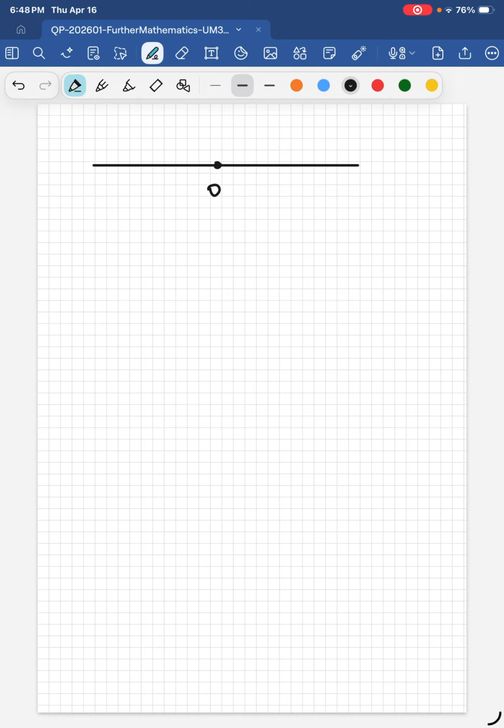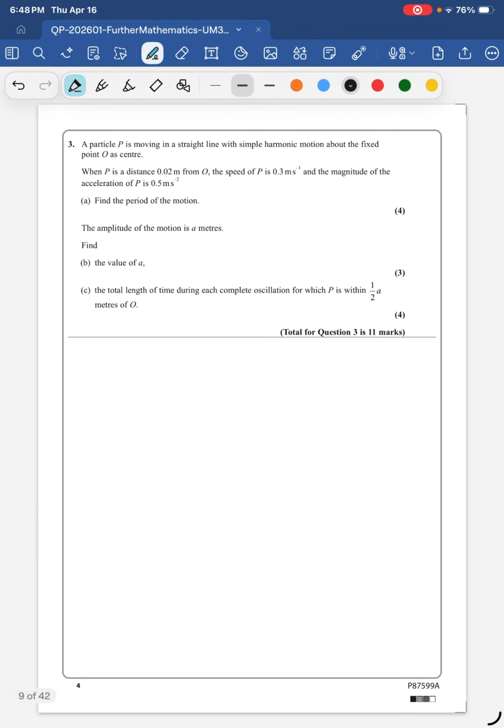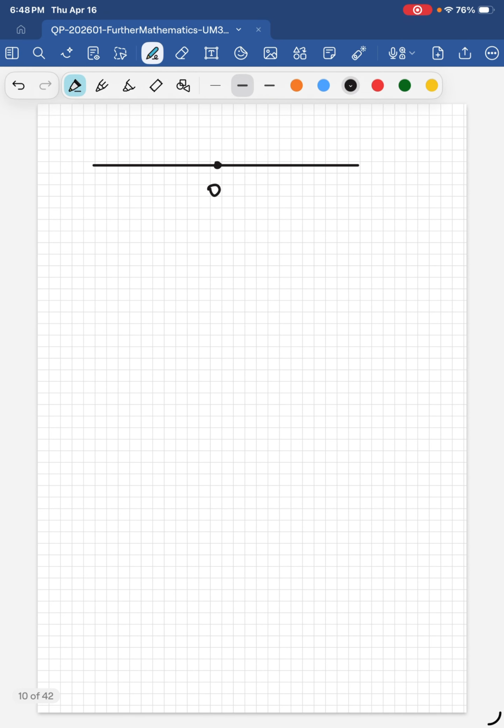When P is at a distance of 0.02 meters from O, the speed is 0.3 and the magnitude of the acceleration is 0.5. Find the period of the motion. So let's say that this is the distance of 0.02 meters, and the velocity there is 0.3 meters per second, and the magnitude of the acceleration is 0.5 meters per second squared. This is what they say, right? The magnitude of the acceleration.